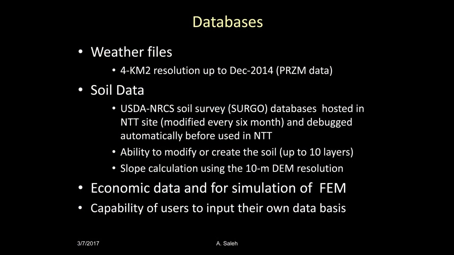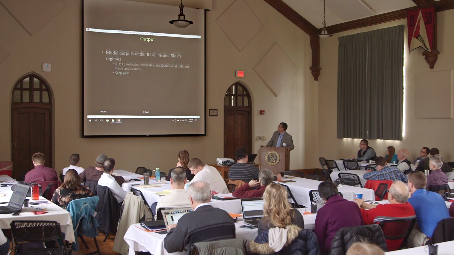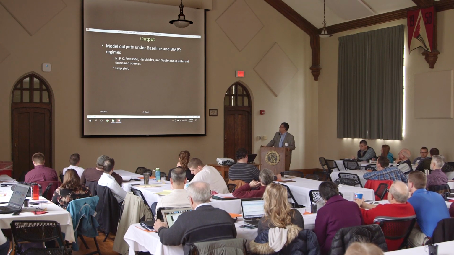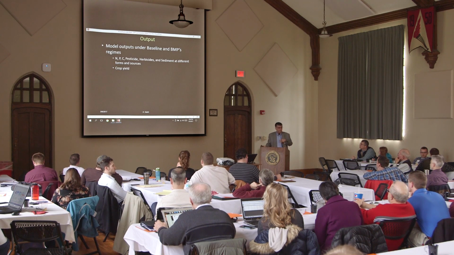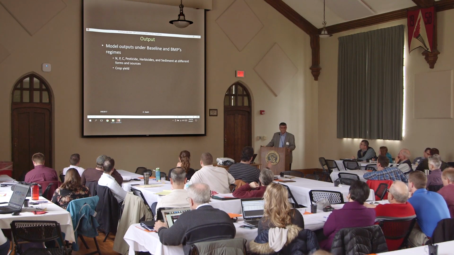Economic data. We are collecting the economic data for every county, for different production, which eventually is going to be in there. Model outputs under baseline and BMPs. You can do different pesticide, herbicide, sediment, and crop yield to see what happens. We will show you a little bit of those results here today. What happens if I do this management or if I do that management? How about if I do cover crop? Kevin was talking about that. I'll show you that what he said was absolutely right.